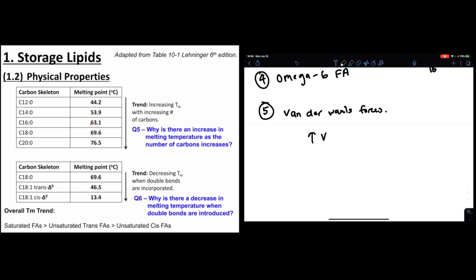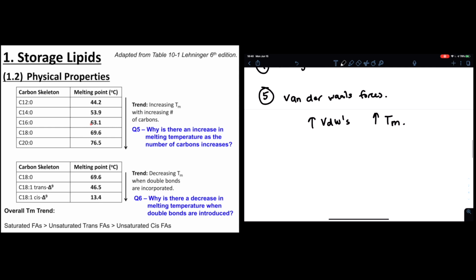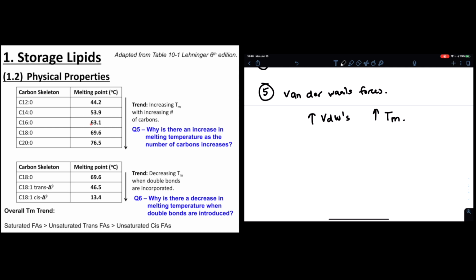Okay, so whenever you have an increased amount of van der Waals forces, you're going to get an increase in the melting temperature because it increases the overall stability. Okay, and that's when you increase the overall number of carbons in the fatty acid chain. Okay, so it's mostly van der Waals forces that we're talking about here.